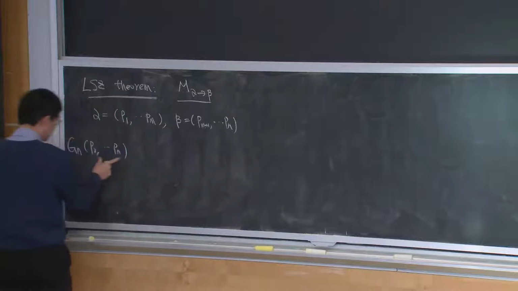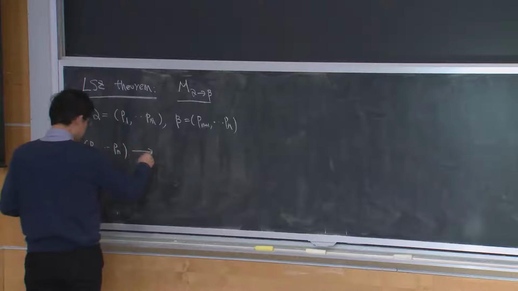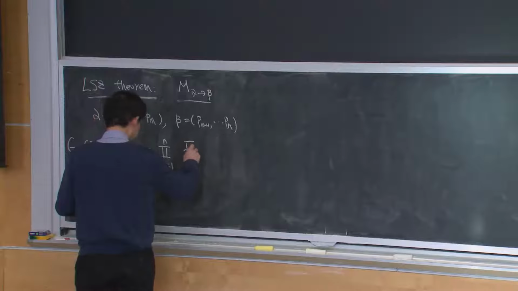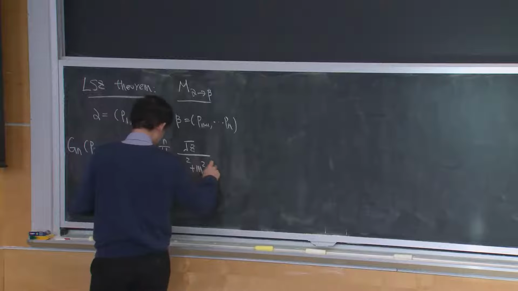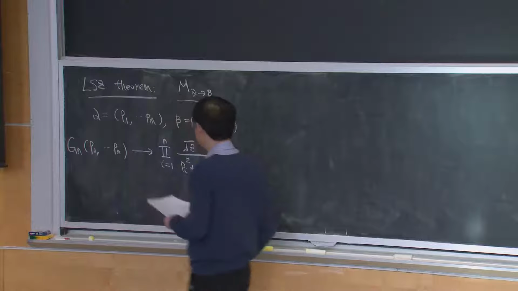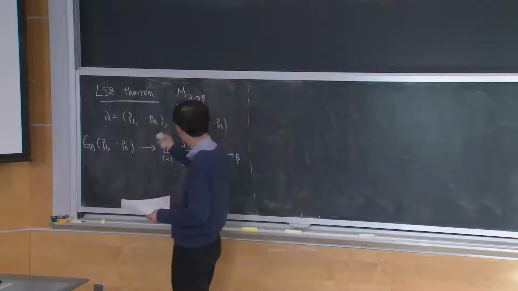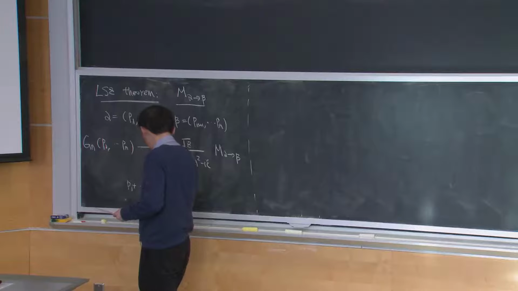And then you take the on-shell limit, and that gives you the product of the external propagators, times the scattering amplitude. Okay, so this is the relation. Here I have stripped out the momentum conservation on both sides. Of course, momentum has to be conserved, the total momentum has to be zero. And so this limit is the on-shell limit.